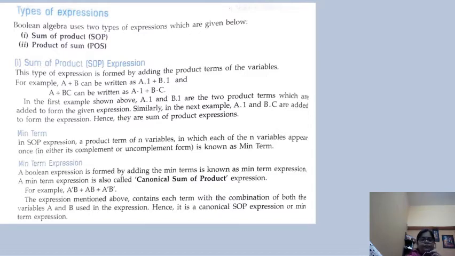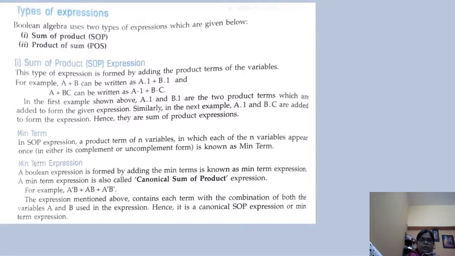Now in sum of product there is the min term. What is a min term? First we are going to study that. In SOP, a product term of n variables in which each of the n variables appears once, in either the complement or uncomplemented form, is known as a min term. It is a product term of n variables and it is a part of SOP.